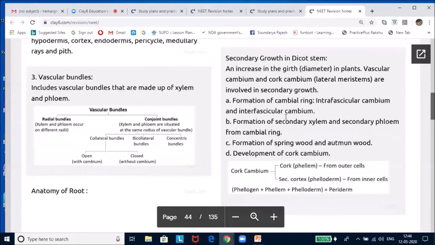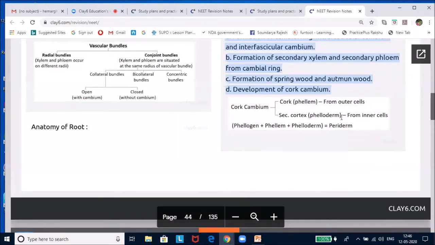Now the last part is we have to look at the secondary growth in dicot stem. Growth means an increase in the girth or diameter in plants. So vascular cambium and cork cambium are involved in secondary growth. These are the actual steps. Formation of a cambial ring, intrafascicular cambium and interfascicular cambium get formed. Formation of secondary xylem and secondary phloem from the cambial ring. Formation of springwood and autumnwood and development of phellogen. So at the end of all these things, this will be the product.